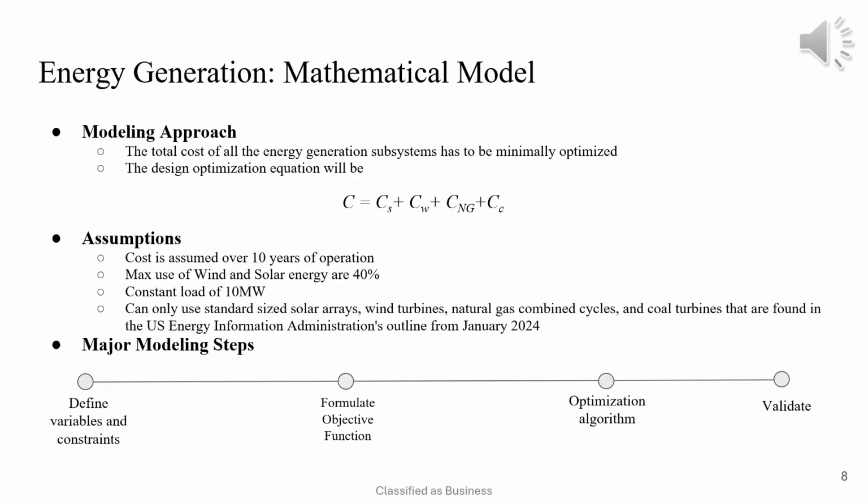The max wind and solar energy is 40%, the constant load of 10 megawatts, and we could only use the standard size solar array, wind turbines, natural gas combined cycle, and coal turbines that were found in the US EIA outline from January of 24. And the major modeling steps are outlined below.